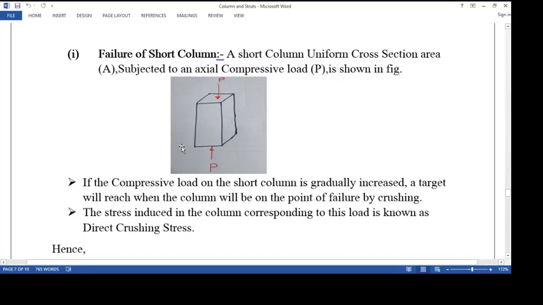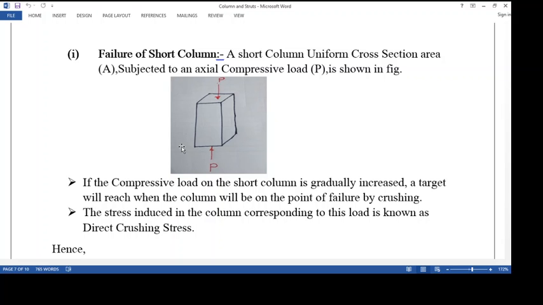Failure of columns. Number one, direct compressive stresses. Number two, buckling stresses. Number three, combined direct compressive and buckling stresses. You see here, where are direct compressive stresses applicable? In short columns, direct compressive stresses are applicable. Buckling stresses are applicable in long columns.